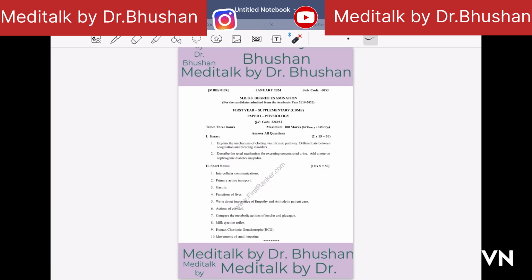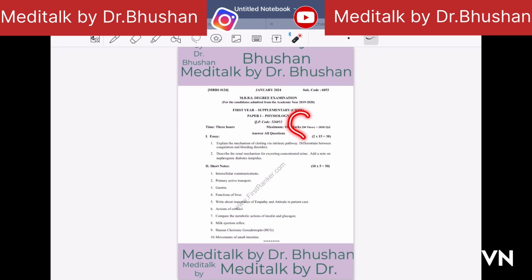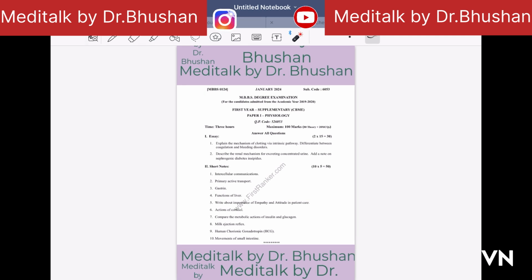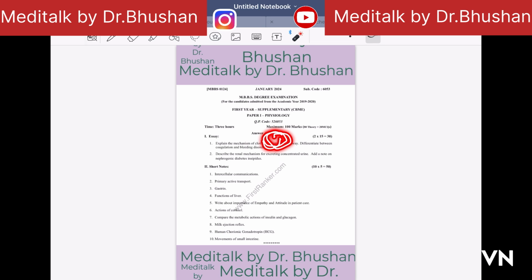January 2024, MBBS, paper 1, Physiology, 80 for theory, 20 for MCQ. First question was: explain the mechanism of clotting via the intrinsic pathway, differentiate between coagulation and bleeding disorders. This is also a repeated question on blood clotting, intrinsic pathway or extrinsic pathway.